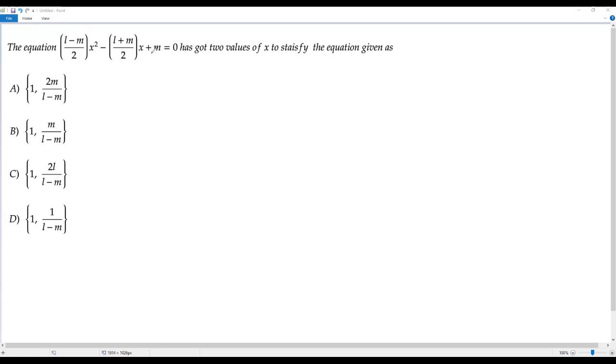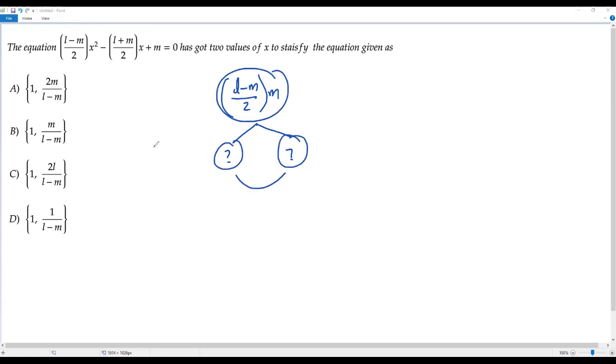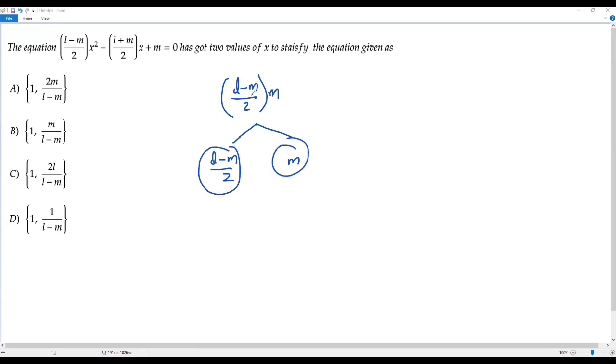For that, I have to multiply the constant term m by the coefficient of x squared, that is (L − m)/2. When I multiply them, I get (L − m)/2 times m. Now I have to find two factors whose product equals this, and when I add the two factors, the sum must equal the coefficient of x, that is negative of (L + m)/2. Let me try (L − m)/2 as the first factor and m as the second factor. When I multiply these two factors, I get this product.